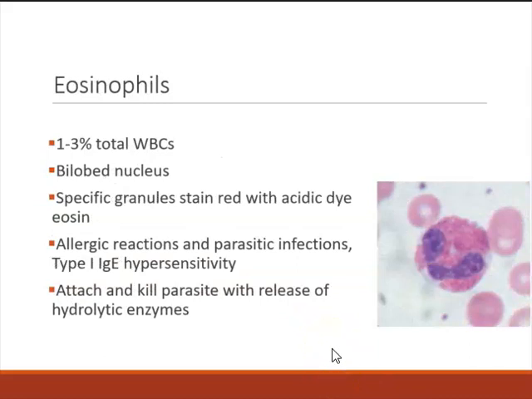The next type of granulocyte are the eosinophils. Eosinophils make up about 1 to 3% of the total white blood cells. They have a bilobed nucleus, so there are 2 lobes to the nucleus. The specific granules will stain red with the acidic dye eosin. You can see those red granules within the cytoplasm, and they're very distinctive. Unfortunately, you don't get to use a microscope this semester, but if you look at this cell, you can definitely see distinctive red granules.